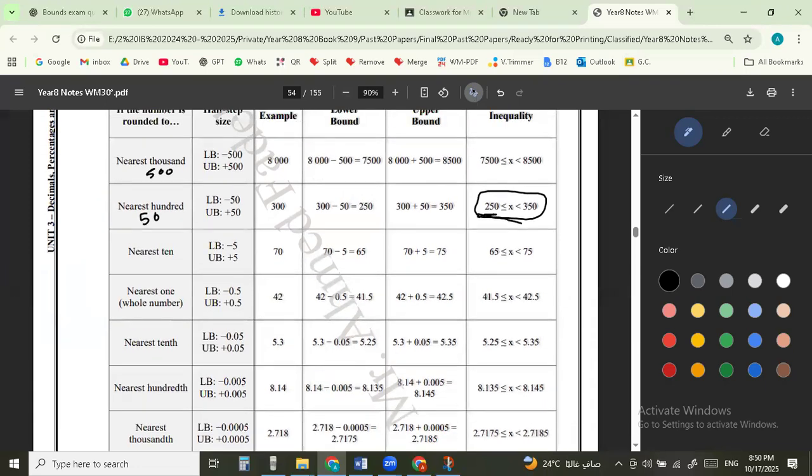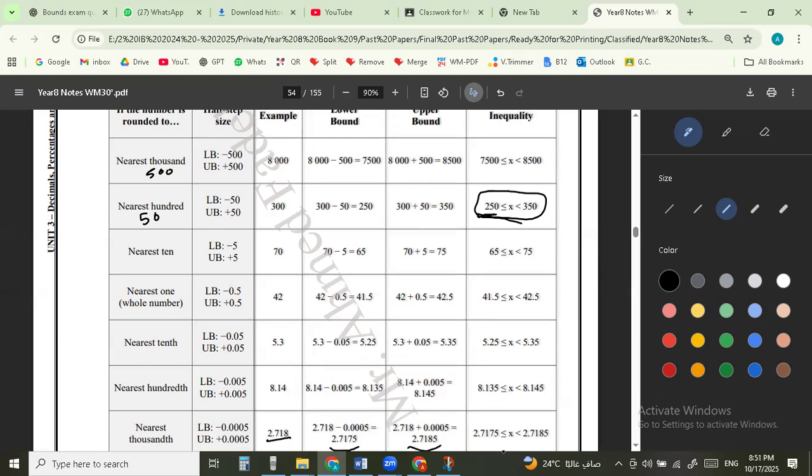For the nearest thousandth, for example, you're going to find that I minus 0.005 and I add 0.005. So for example, this number is rounded to the nearest thousandth. So you're going to subtract for the lower bound this 5/10,000ths, and you're going to add 5/10,000ths, which is going to give you this value at the end. This is the upper bound, this is the lower bound, and here is the inequality.